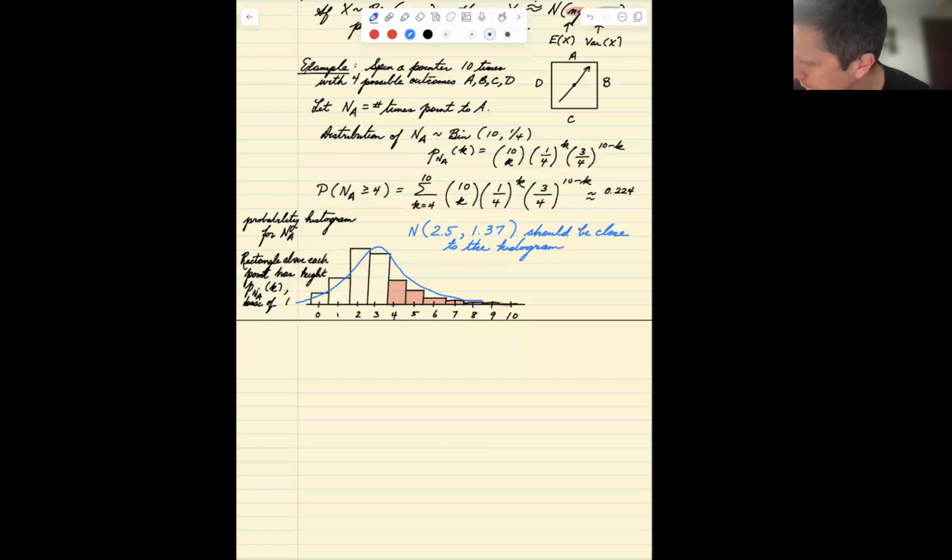Obviously, by the picture, it doesn't look that close, but really what we want to know is the probability of n sub a being bigger than or equal to 4, which in this histogram is actually the area under the rectangles that go from 3.5 up to 10.5, or really 3.5 up to infinity, because the probabilities are just 0, and you can think of those as rectangles with height 0 and therefore area 0.